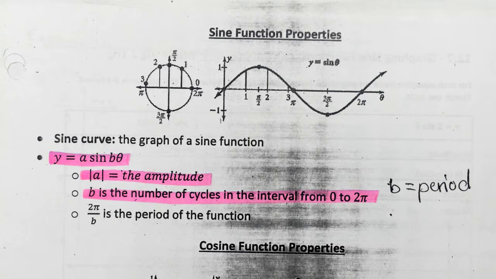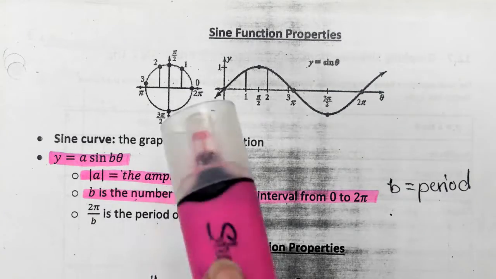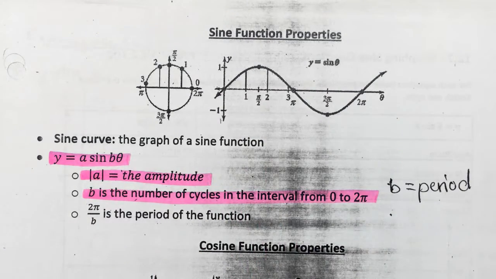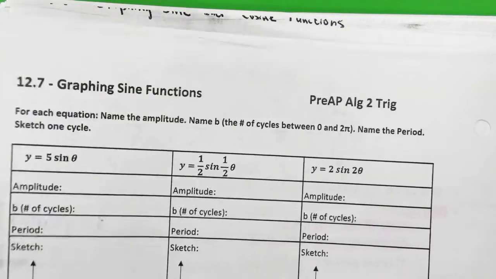And how do we determine the period? It's 2 pi over b, right? Does that make sense to everybody? That's how we determine how much it's going to go. All right, so let's go to the back of that.